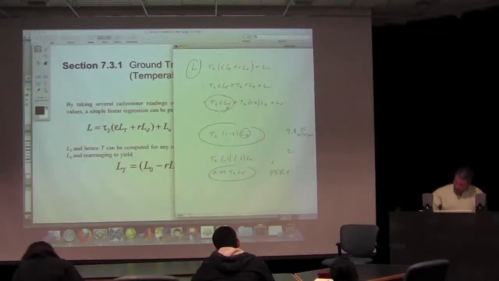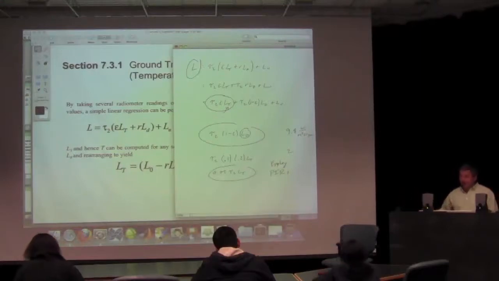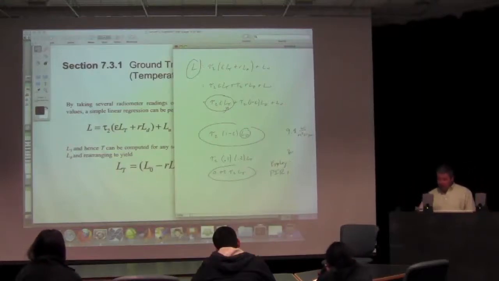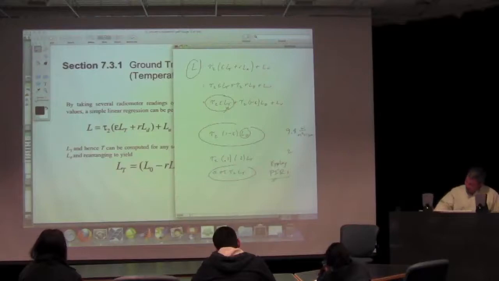Made by a company called Epley. We have one upstairs, I apologize. So you can measure this. You can place it out there and measure the downward energy. But you don't always have that location where you're trying to measure. If you're doing a ground truth experiment, you obviously can get that. But in general, you don't have that.